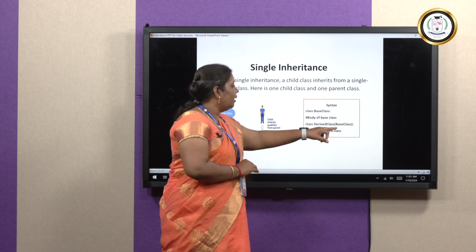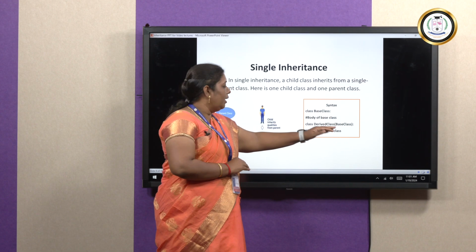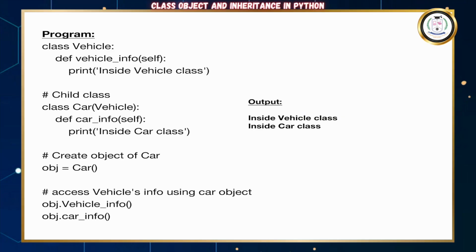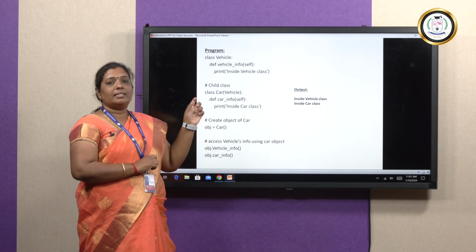Inside the derived class we have to mention the parent class name, then only it will be derived. Next, body of the derived class, which means statements of the derived class. Next one, a simple example program for single inheritance. Class Vehicle. Vehicle is the parent class name here.